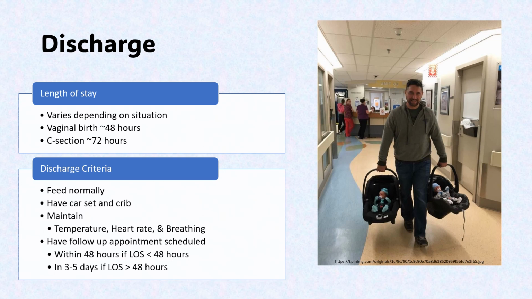Most hospitals utilize discharge criteria to ensure that the infant is prepared to safely transition from the hospital to home. At the very minimum, the infant needs to be able to eat, have a car seat and crib at home, maintain their temperature, heart rate, and respirations, and has passed stool and urine. Other considerations include completion and reassuring results of all screening and tests, support system and infant care supplies at home, and a follow-up appointment scheduled with a pediatrician within 48 hours if the length of stay was less than 48 hours, or within 3 to 5 days if initial stay was longer than 48 hours.